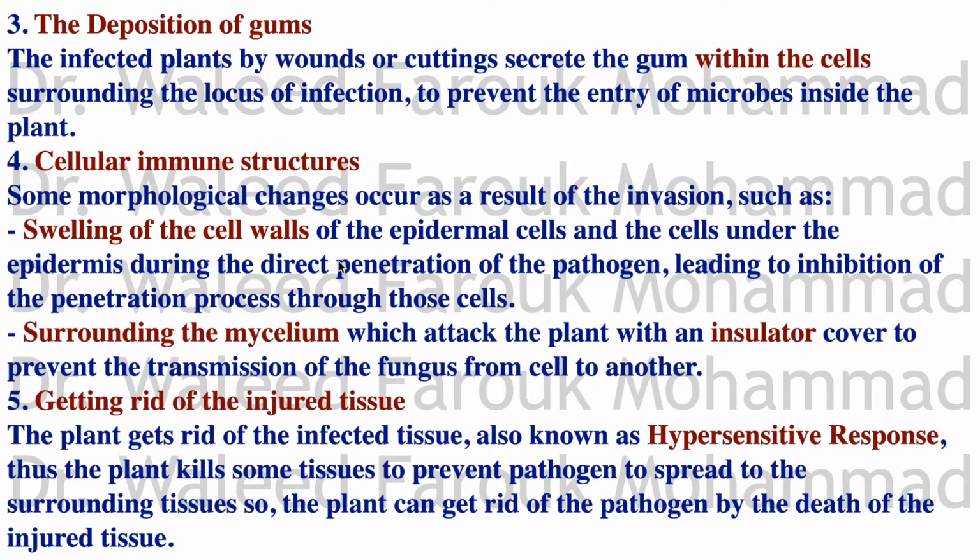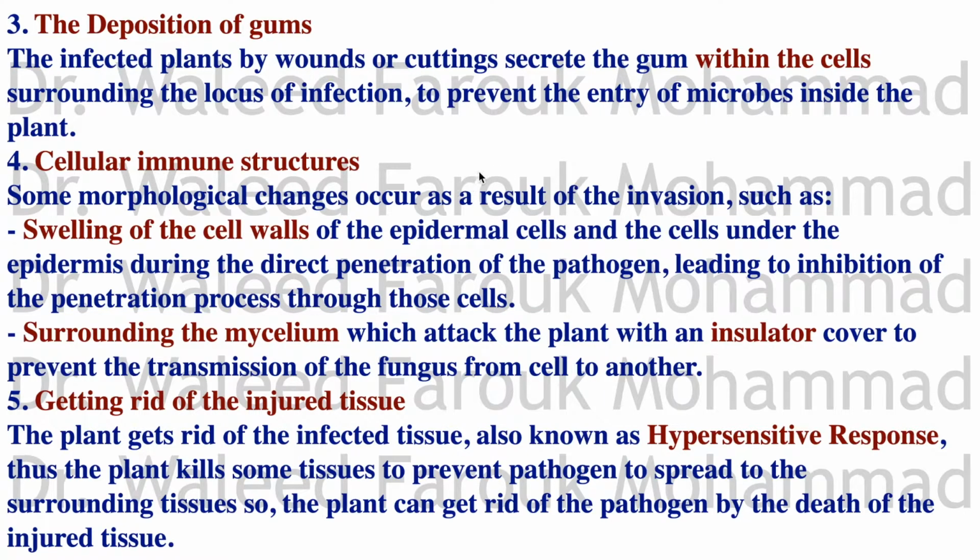Gums زي الصمغ يعني. The infected plants by wounds or cutting secrete the gum within the cell surrounding the locus of infection. بتحاوط الانفكشن بأنها secretes gum to prevent the entry of microbes inside the plant. أو من خلال cellular immune structures.